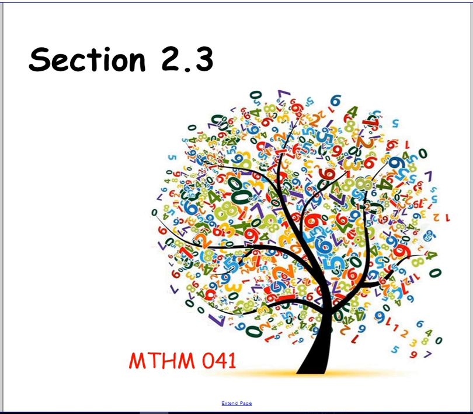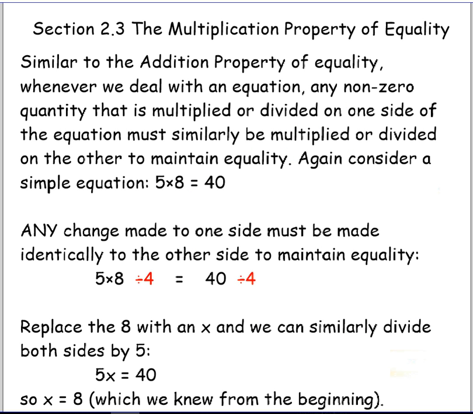In this video, we are going to be looking at section 2.3. 2.3 is the multiplication property of equality. So similar to the addition property of equality, whenever we deal with an operation, any non-zero quantity that is multiplied or divided on one side of the equation must similarly be multiplied or divided on the other to maintain equality.